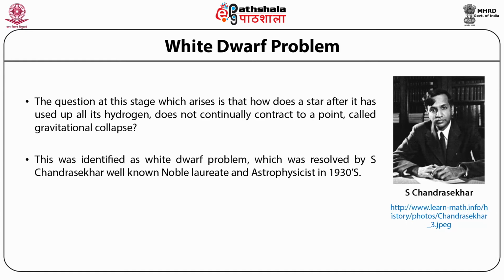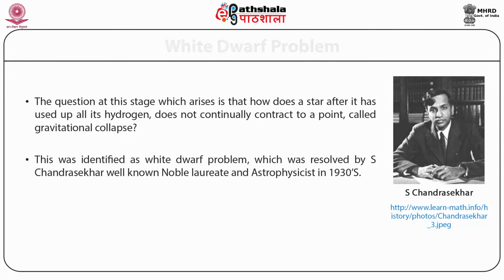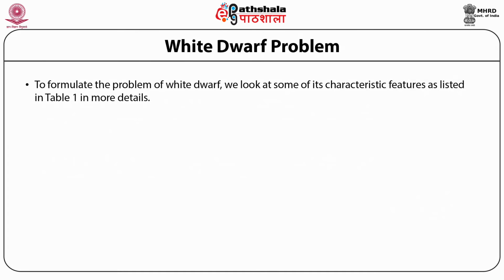This was identified as the white dwarf problem, which was resolved by S. Chandrasekhar, well-known Nobel laureate and astrophysicist, in the 1930s. To formulate the problem of the white dwarf, we look at some of its characteristic features as listed in Table 1.